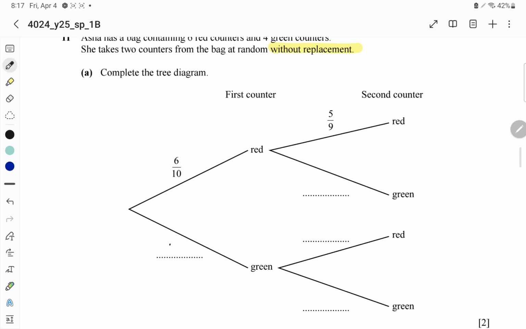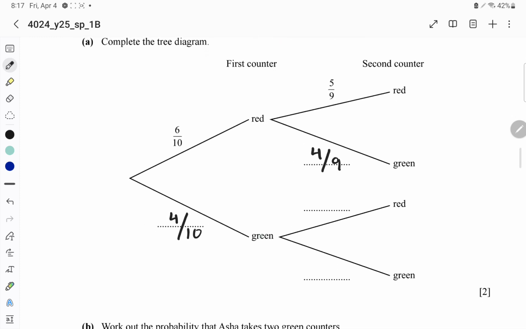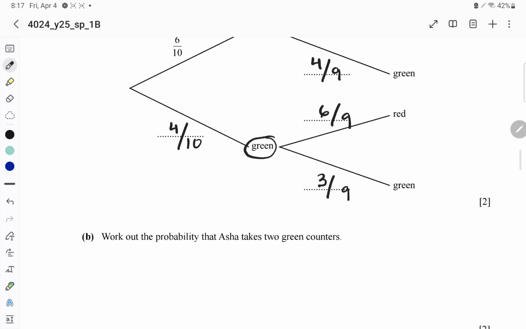6 over 10, obviously 4 over 10. 5 over 9 is for red. That remains the same number, 4 over 9. 5 and 4 becomes 9. Now taking green from there, so you subtract one number in green. Okay, so 3 over 9, and the red remains the same. This is 6 over 9. Okay, I hope you understood. That was a 2 marks question.